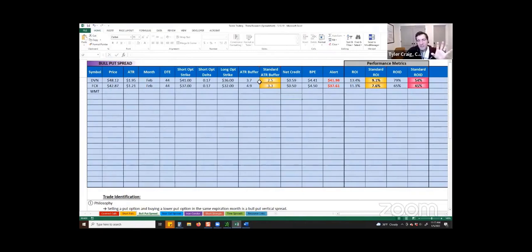This almost seems fair. It almost seems like the market's saying, look, I'm going to give you a little more room out of the money so you don't get as good of an ROI. That's often going to be the case.